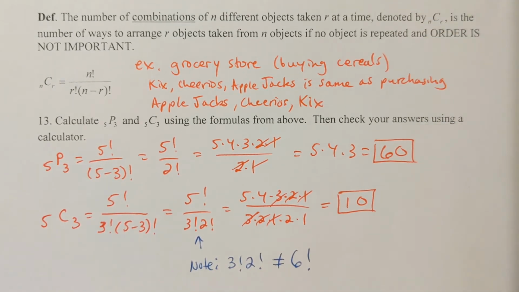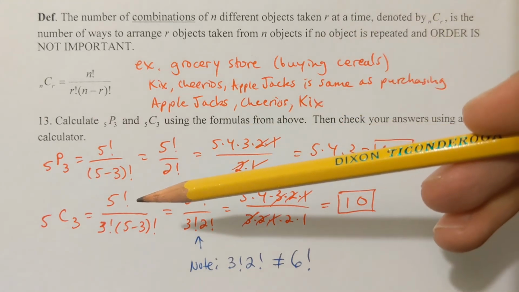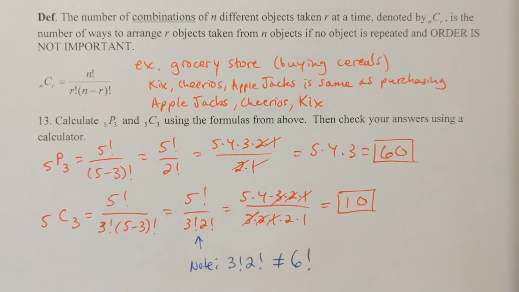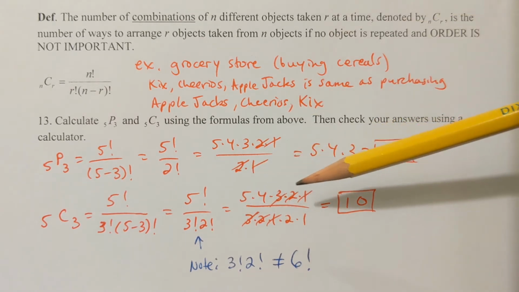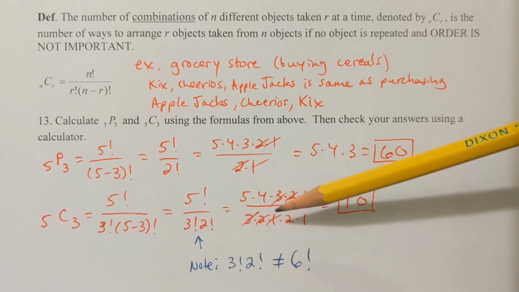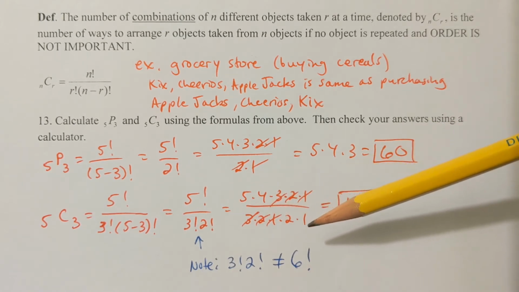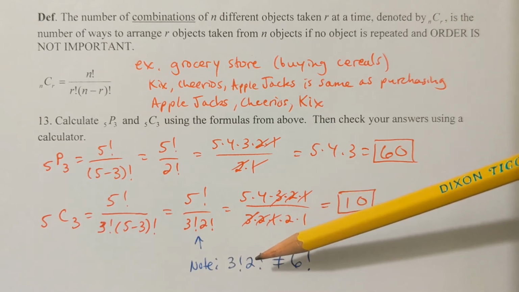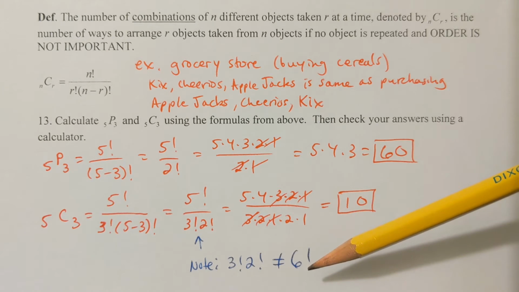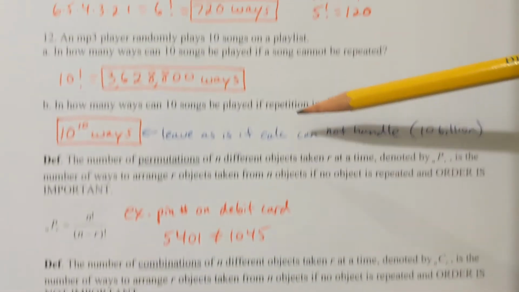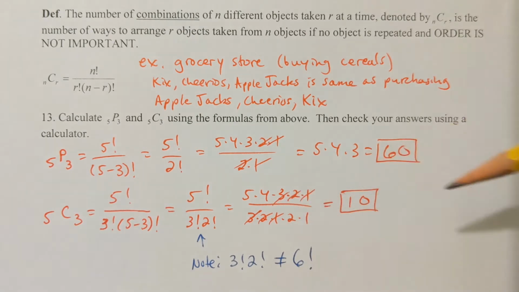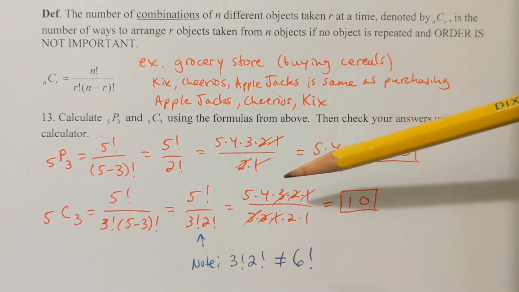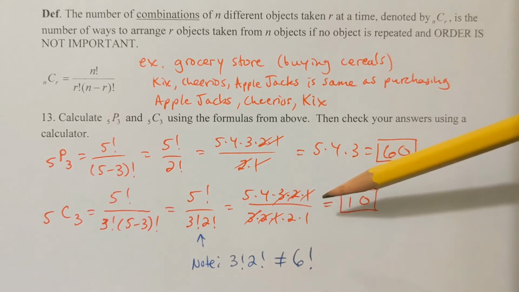Okay, n is 5, r is 3, so 5 factorial divided by 3 factorial times 5 minus 3 factorial. 5 factorial, that's the same as 5 times 4 times 3 times 2 times 1. 3 factorial, that's the same as 3 times 2 times 1, times 2 factorial, that's the same as 2 times 1. Also note, 3 factorial times 2 factorial is not equal to 6 factorial. Okay, 6 factorial we've already done earlier, that's 720. Okay, I'm not going to get 720 by multiplying 3 times 2 times 2. Okay, so let's see, the 3's are going to cancel, the 2's are going to cancel, the 1's are going to cancel.